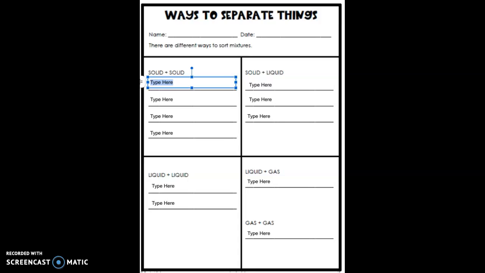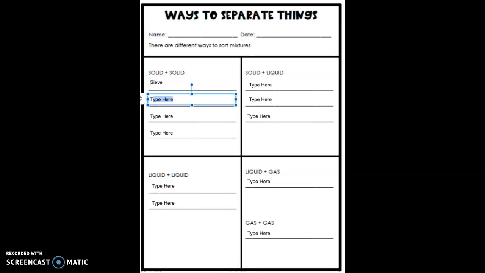So the first we're going to look at is solid and solid. So our first method we're going to look at is using a sieve. A sieve is like a bowl that is made out of mesh or plastic with holes in it so that smaller particles can fall through and the bigger particles still stay in the bowl. For example, if I was trying to separate sand and rocks, I could put the mixture into the sieve and all the sand would fall through the little holes and my bigger rocks would stay in the bowl.